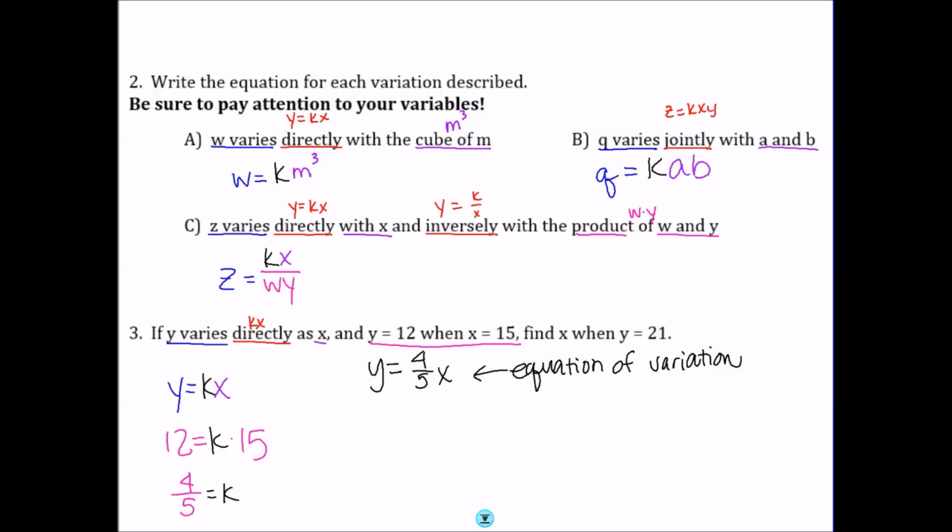And then the last thing we want to do is find x when y is 21. So now I'm going to plug in 21. And I need to solve for x. So I'm going to divide both sides by 4/5, or multiply both sides by 5/4. And I end up with x equals 26.25. So that is my final answer for this problem.